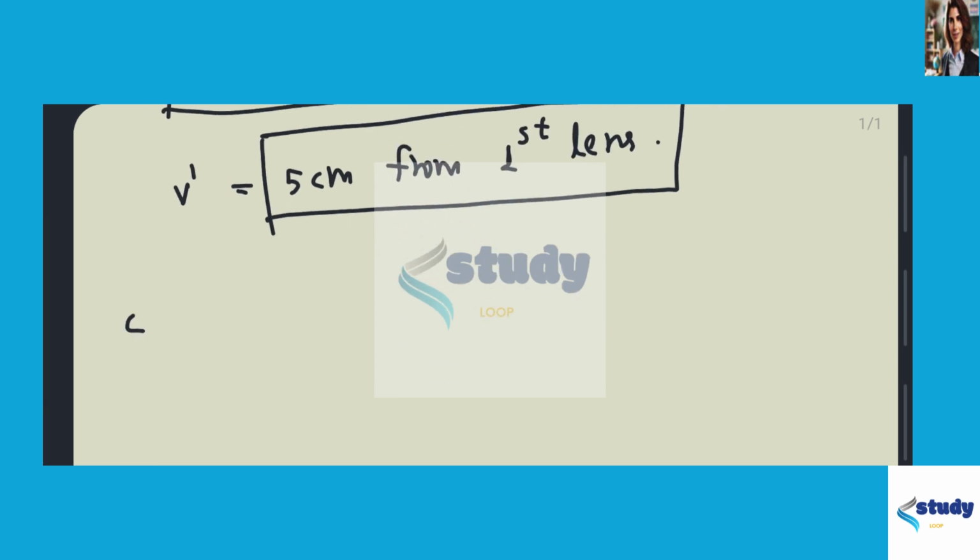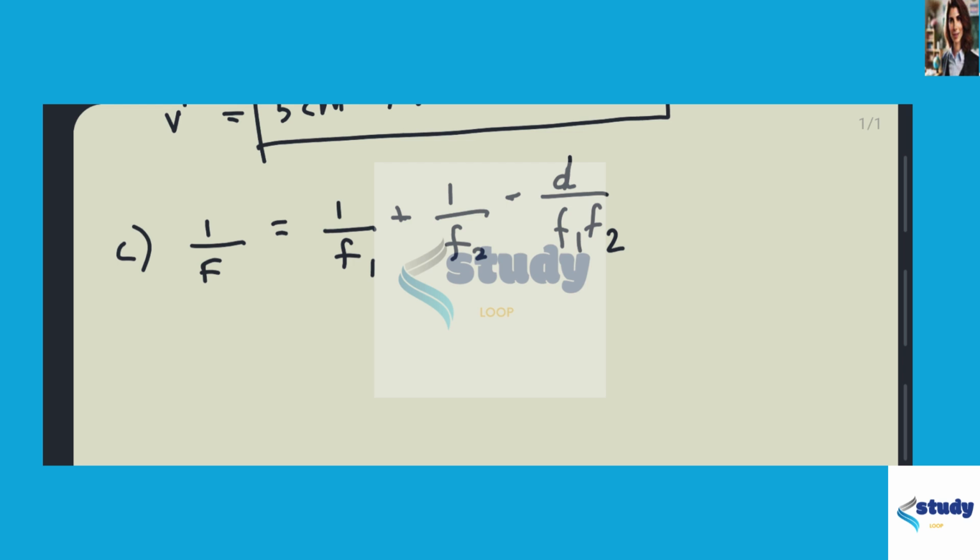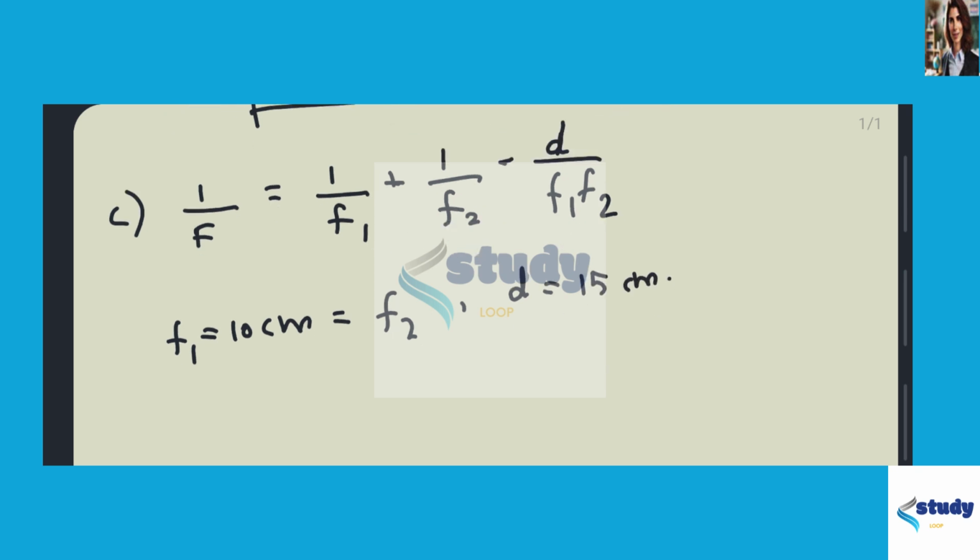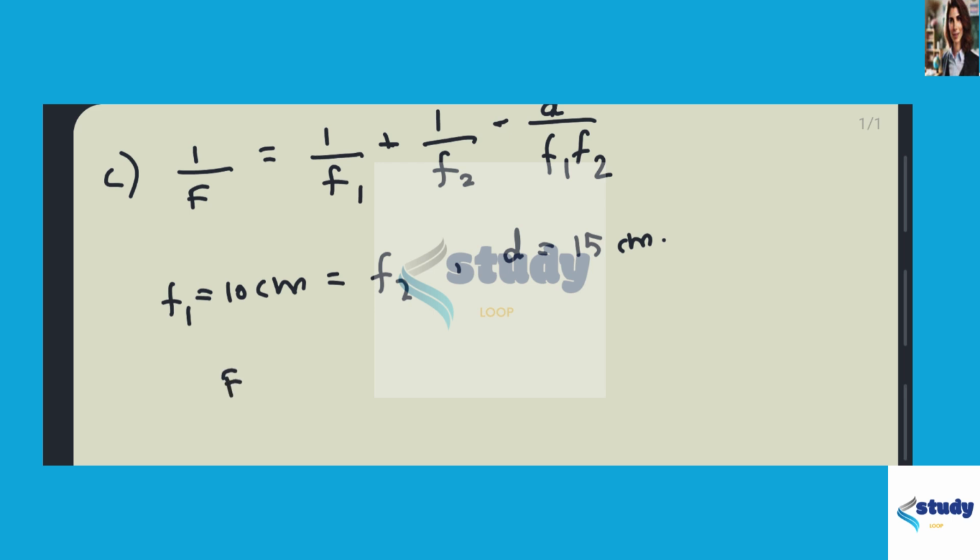Now in the third part, we have to find the equivalent focal length. The formula is 1/f = 1/f1 + 1/f2 minus d/(f1 f2). Here d is the distance between the two lenses. So we can substitute f1 as 10 centimeters, which is also the value of f2, and the value of the separation is 15 centimeters. So when we substitute this and solve for the focal length, we get the equivalent focal length as 20 centimeters.